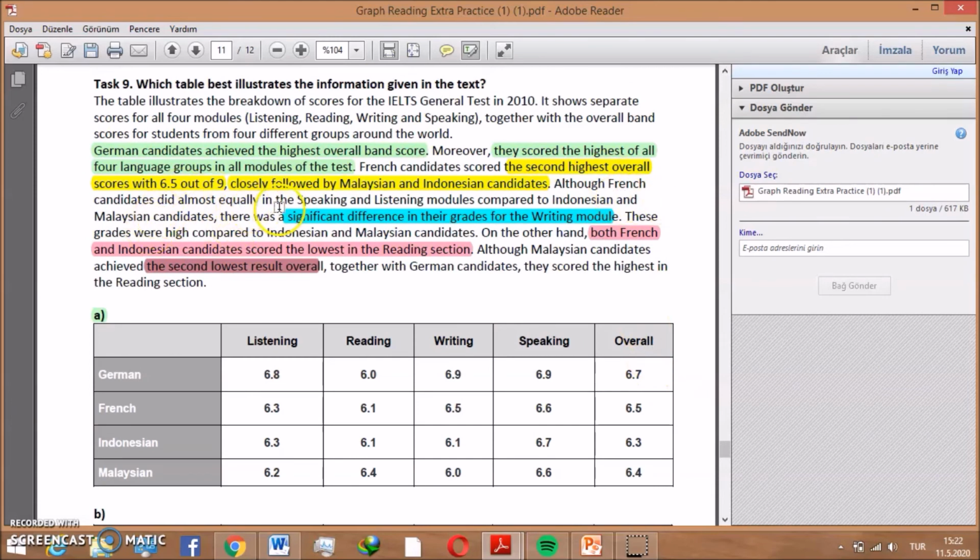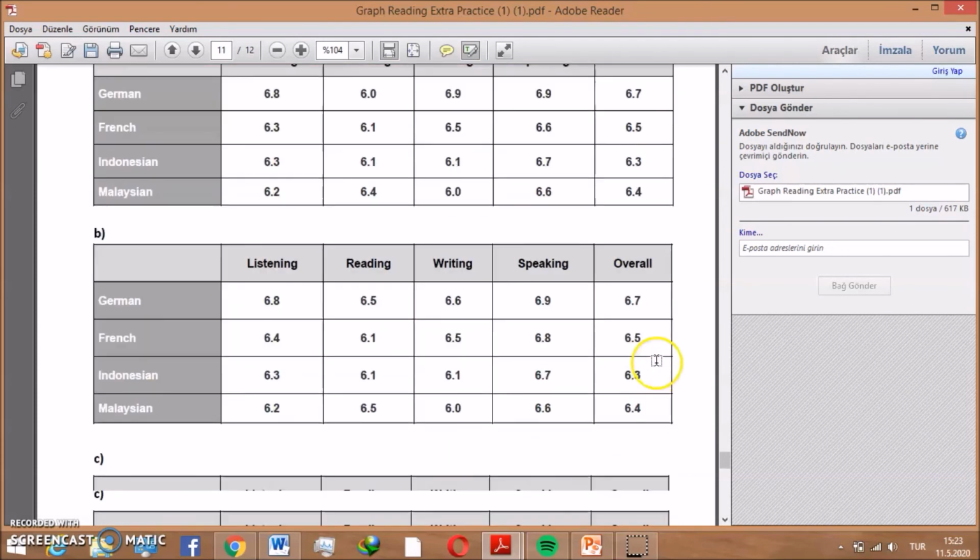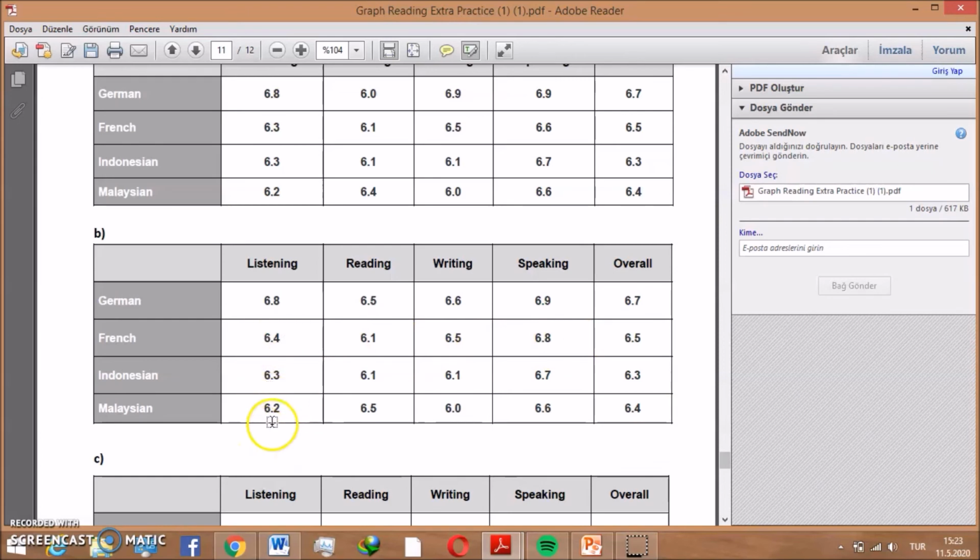Although French candidates did almost equally in the speaking and listening modules compared to these candidates, there was a significant decrease in their grades for the writing module. It means in speaking and listening parts, they got similar results. I mean, French candidates with these ones. But in writing, there were differences. So let's check French, speaking, and listening. Yes, they are similar. See, this is 6.3, 6.2. This is 6.4. Not so many differences.